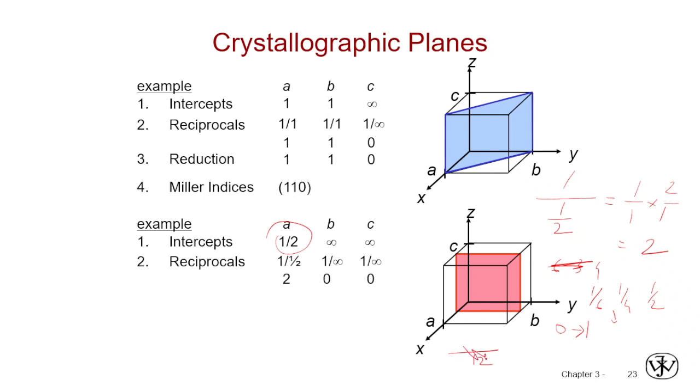So we take reciprocals, and we get 6, 4 and 2 directly. From that we will have to cancel, and we will get 3, 2 and 1. So our plane will be 3, 2 and 1.